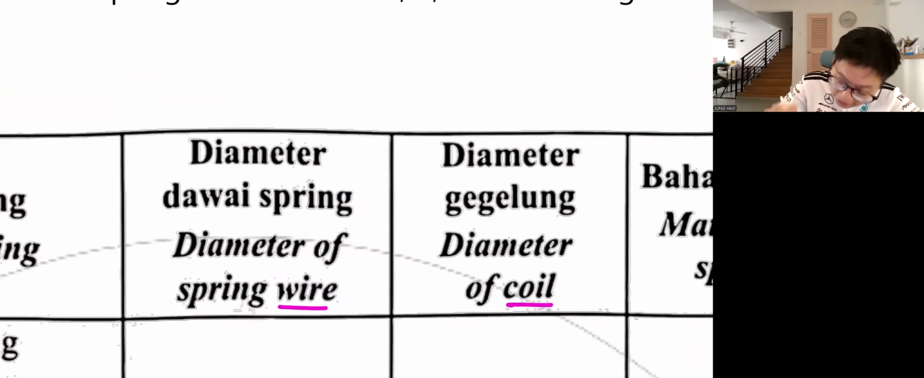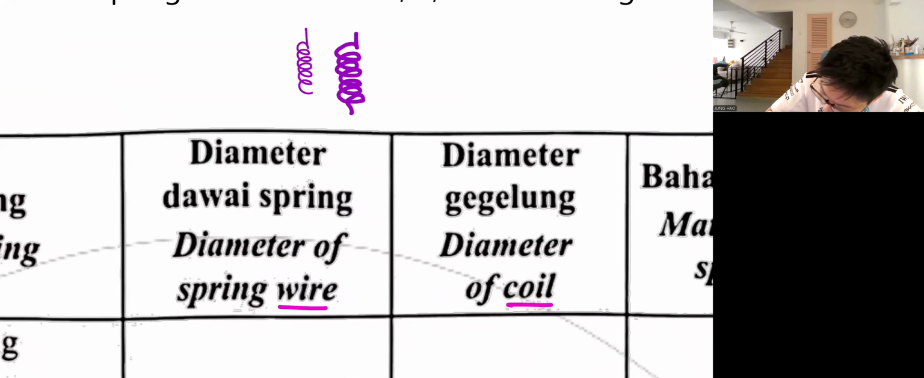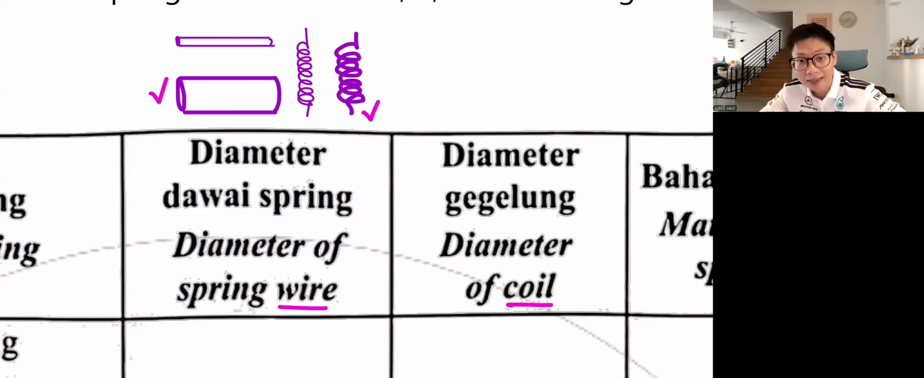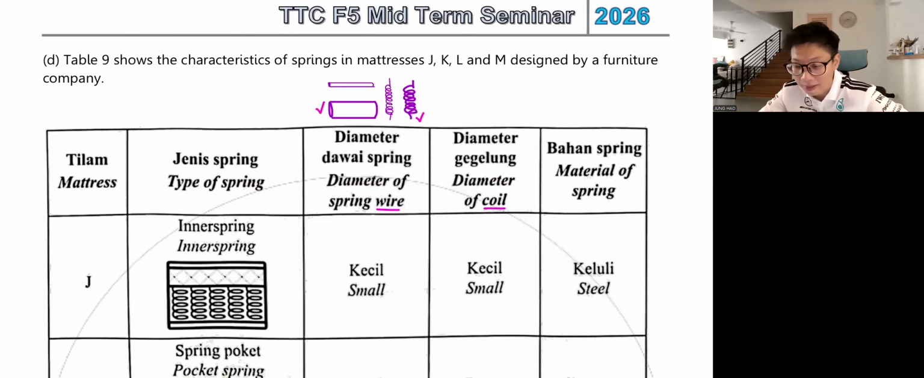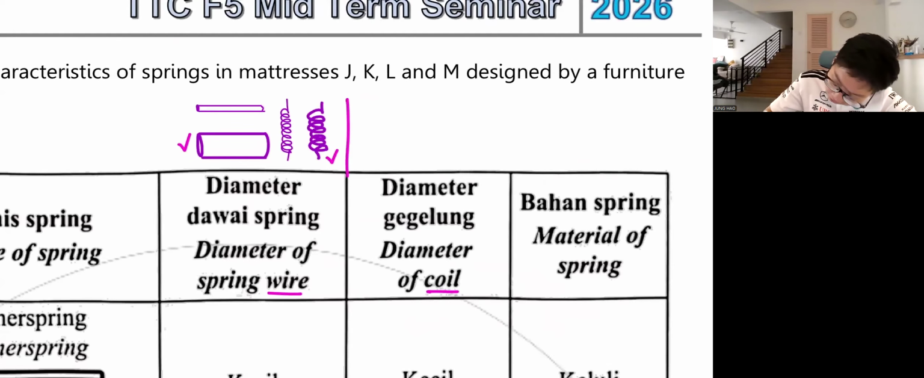Spring wire means this. We have the thicker spring wire versus the thinner spring wire. So we're technically comparing this versus maybe this, the thickness of the wire used. So guys, which one is better? Obviously the thicker is better. Next.